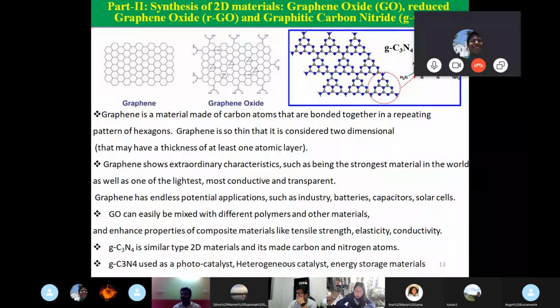We are also making one more 2D material, graphitic carbon nitride. It is a similar type of 2D material to GO. It is made of carbon and nitrogen. Graphitic carbon nitride is therefore used as a photocatalyst, electrocatalyst, and energy storage material. It is a simple method, and we can get it without using any chemicals. We are making the 2D material, and that is the advantage of g-C3N4.